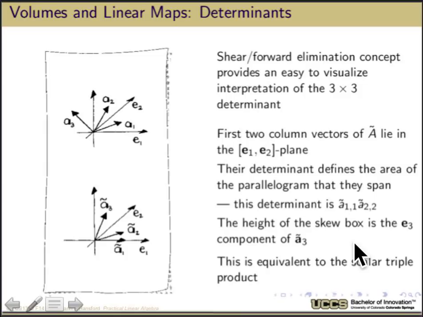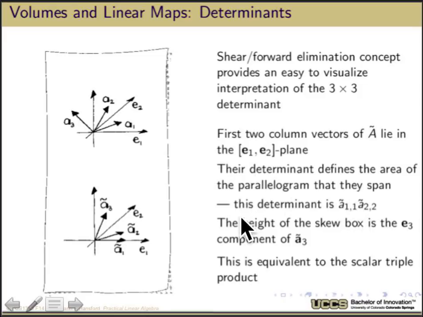Shears and forward elimination provide an easy way to visualize the interpretation of the 3D determinant. They're really shifting those things around. The first two column vectors of A after the transformation, A tilde, lie in the E2, E3 plane. Their determinant defines the area of the parallelogram that spans it. So if I take these two, they lie in this plane. They define a parallelogram that gives me an area, and that determinant is A11, A22.